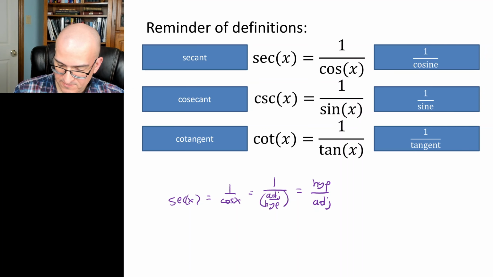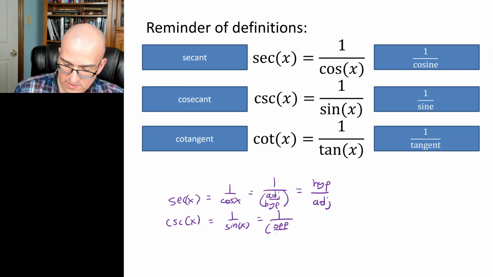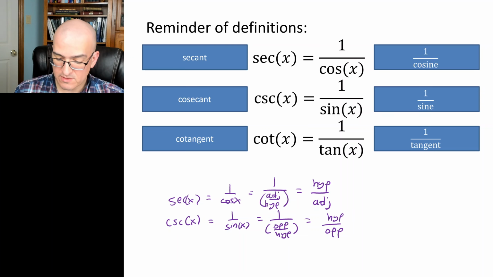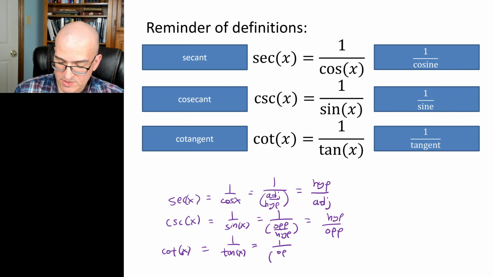Cosecant of x is 1 over the sine of x, which is 1 over the opposite over the hypotenuse, which is hypotenuse over opposite. And then cotangent or cotan of x is 1 over the tan of x, which is 1 over opposite over adjacent, which is adjacent over opposite.